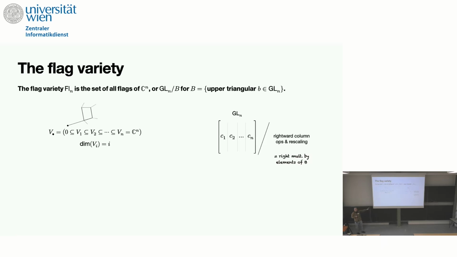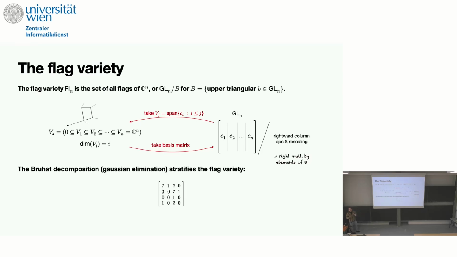If I have one of these matrices, I can take my ith subspace to be the span of the first i columns. If I have a flag, I can take a basis matrix for that flag, which is uniquely determined up to rescaling columns or rightward column operations, which is exactly what taking a B coset means. And so if we look at the set of all matrices modulo B, some basic linear algebra helps us write these in canonical forms. So if I have this matrix, I can column reduce it to get a coset representative.